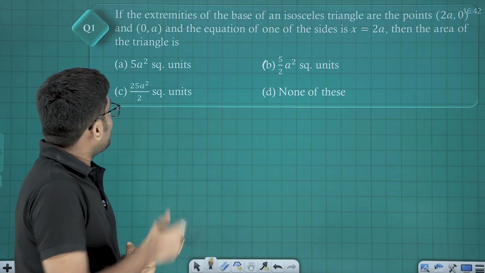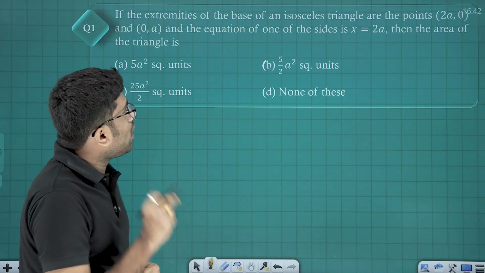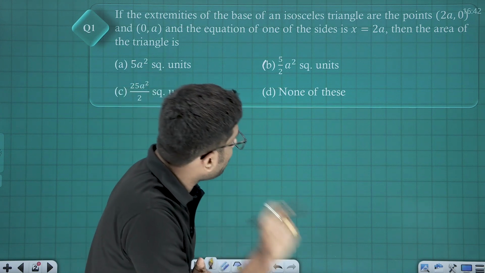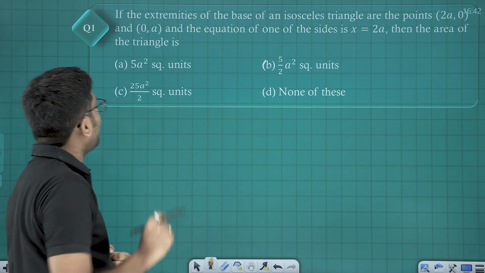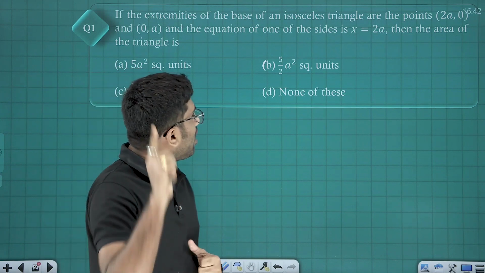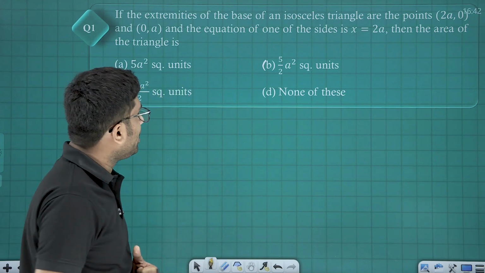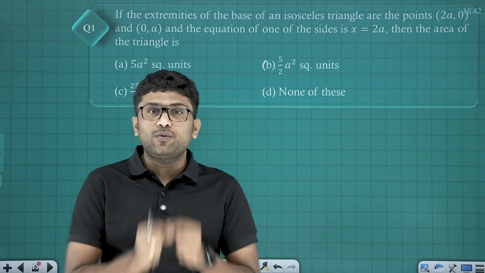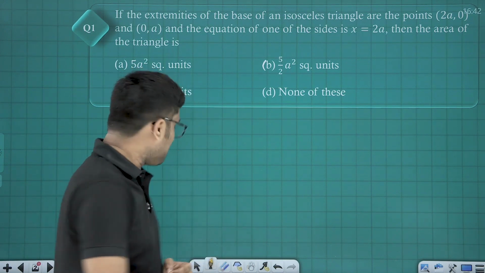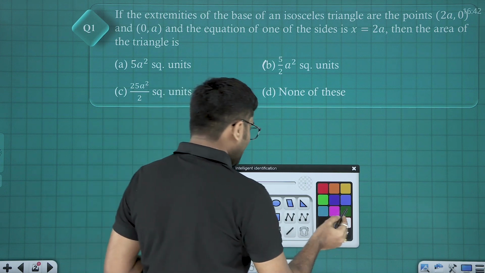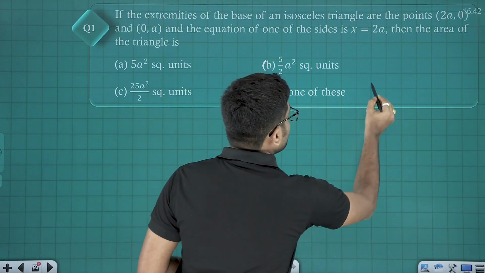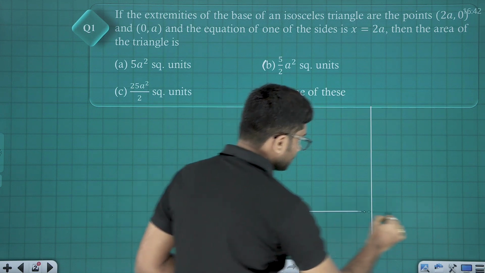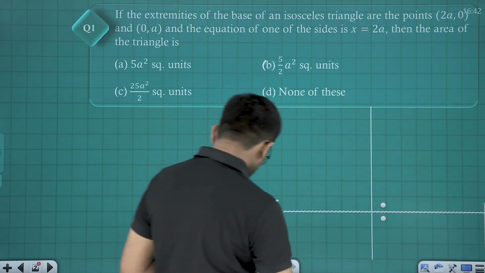So coming to this question: if the extremities of the base of an isosceles triangle, that means the ends of the base of an isosceles triangle, are the points 2a, 0 and 0, a, and the equation of one of the sides is x equals 2a, then the area of the triangle is, friends? We do one thing. Let's try to plot these points on the coordinate plane. Let's draw the xy plane, x-axis, y-axis.